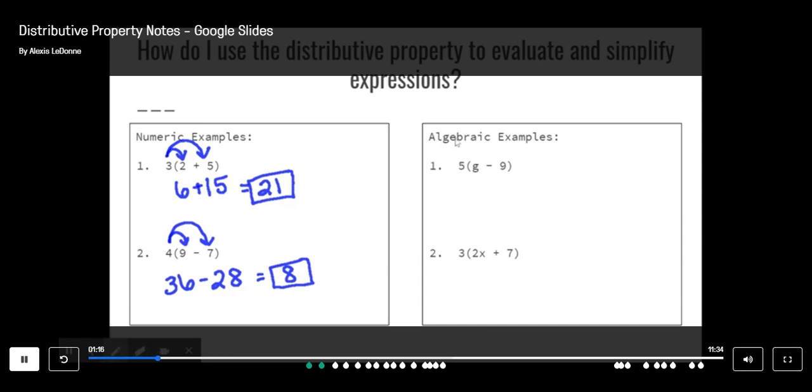Looking at some algebraic examples. So algebraic means that there's letters involved. So same process, I'm going to multiply 5 to everything inside of my parentheses. So 5 times, this is technically a 1g. 5 times 1 is 5.